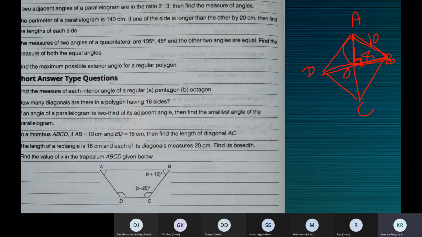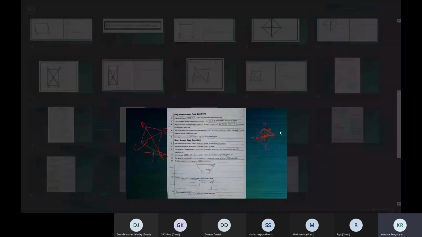Yes, children, what is AO? Ma'am, AO is 6 centimeters. Yeah, AO is 6, so AC is equal to 12 centimeters. I don't know if all of us understood. If you don't understand, please ask me.